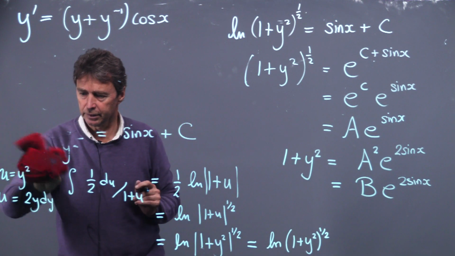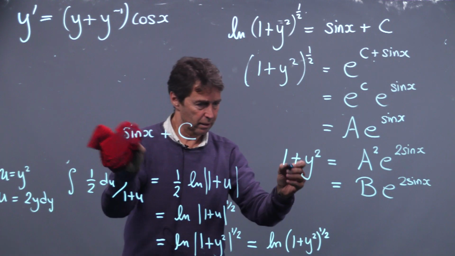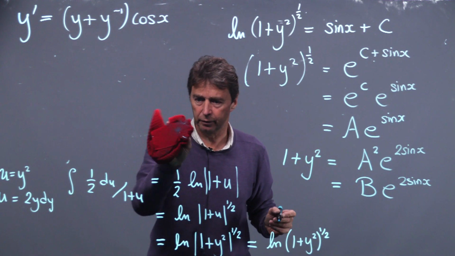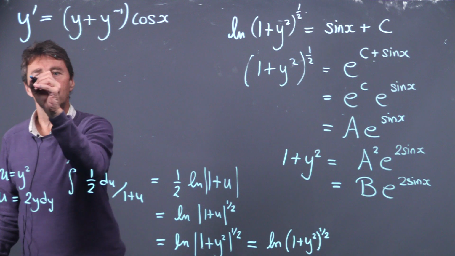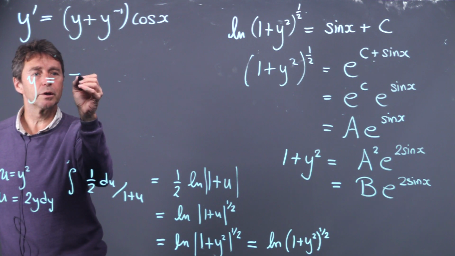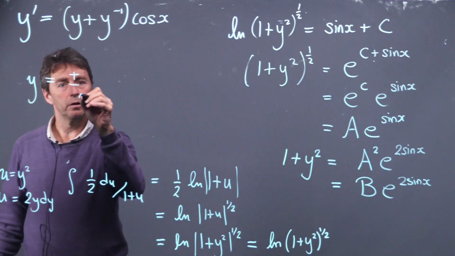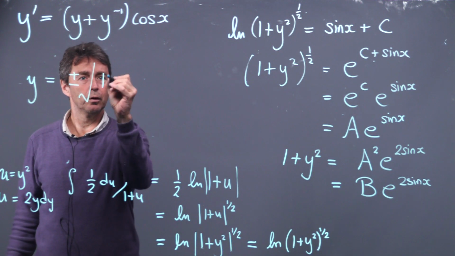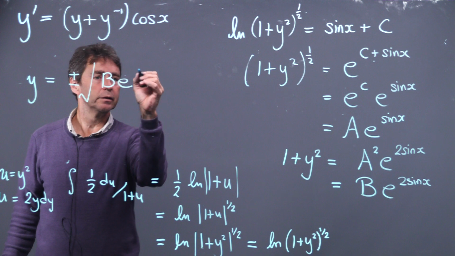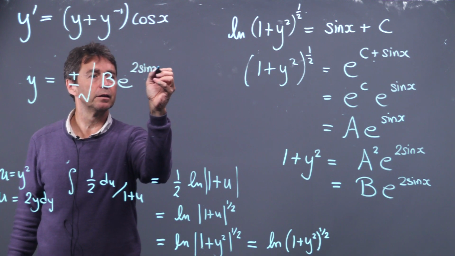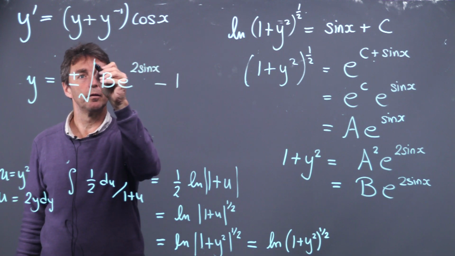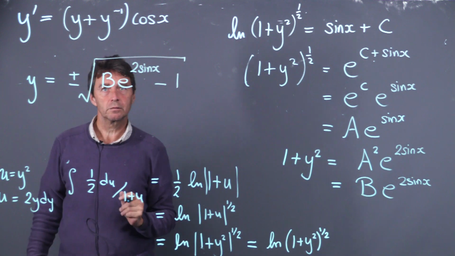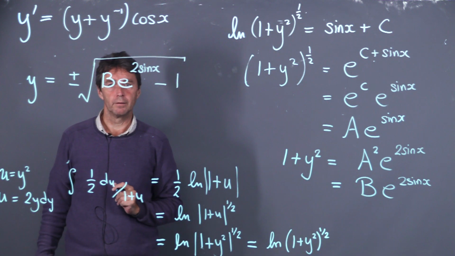I'm almost at the answer. Let's take the 1 to the other side and take a square root, and then I'll be finally there. So y is equal to plus or minus, I get plus or minus from taking a square root, the square root of b e to the 2 sine x minus 1. So there it is.